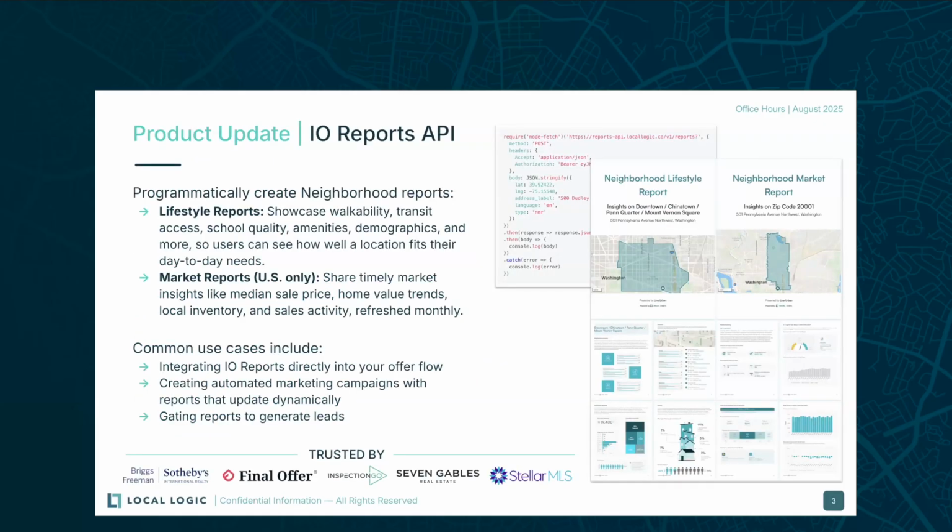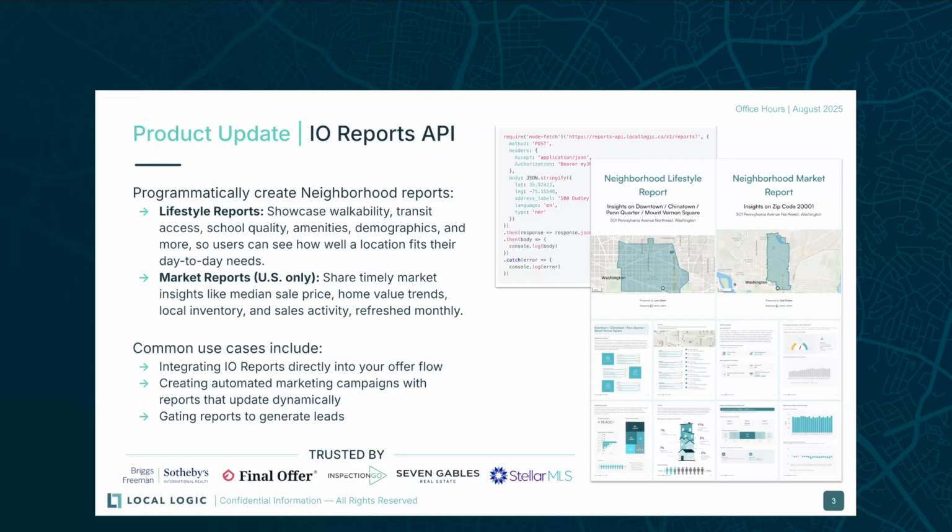Let's get started. I want to start with the IO Reports API. I'm sure you know our IO Reports product. This is our suite of products that help homebuyers understand what it is like to live in an area. For example, our lifestyle reports help them understand how to get around in a neighborhood, what the amenities are, what kind of schools are around, and who the other people are that live there. The market report is what's happening in the local market in this area. Where are home prices going? Is this a good time to get into this market? And how are things happening there from an economic standpoint?